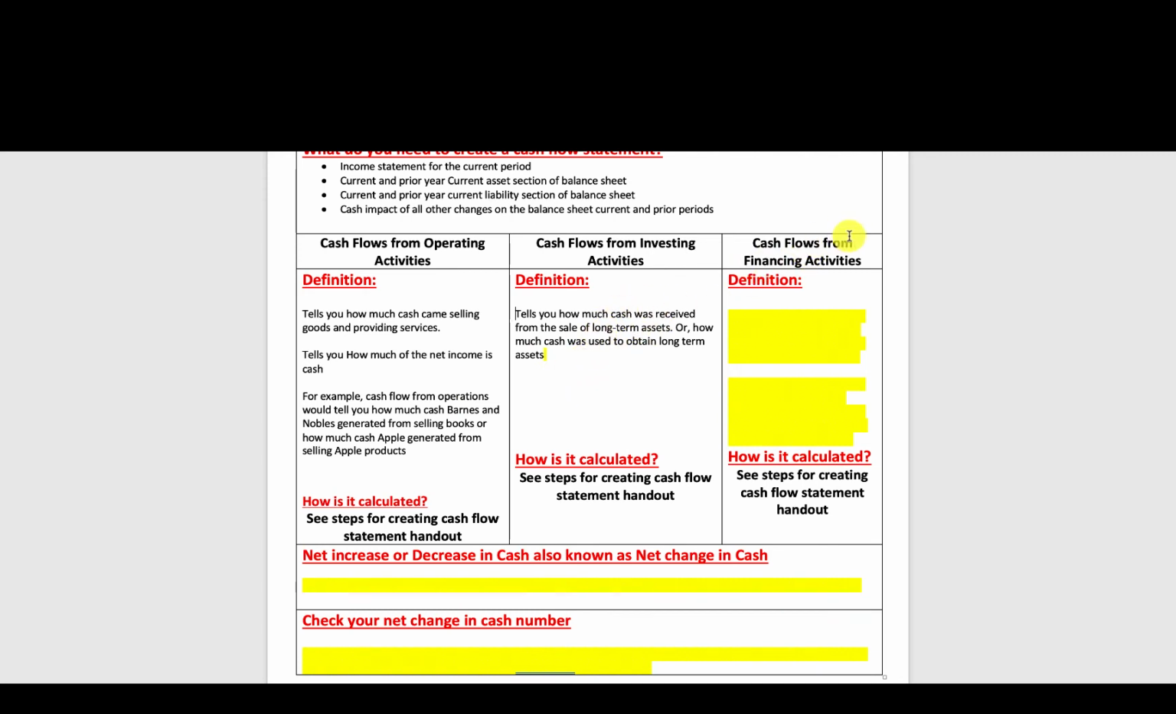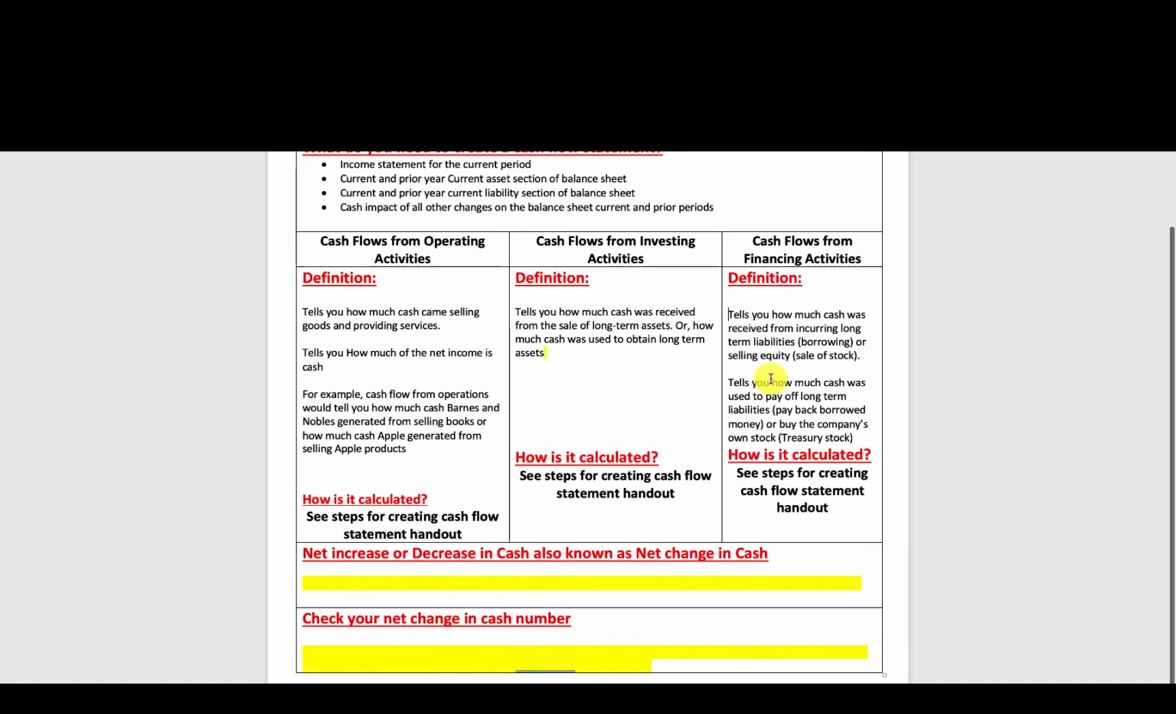All right? And then you have cash flow from financing activities, and that tells you how much cash was received from incurring long-term liabilities, how much cash was used to pay off long-term liabilities, how much cash was received for selling equity, and how much cash was used for buying back equity or common stock. So basically, the cash flow from financing activities looks at long-term liabilities and equity. If you borrowed money and received cash, it's going to show up in this section. If you sold stock and received cash, it shows up here. If you paid off a loan, it shows up in financing activities. If you bought back your own stock, which is treasury stock, which we'll learn about later, it shows up in this section.